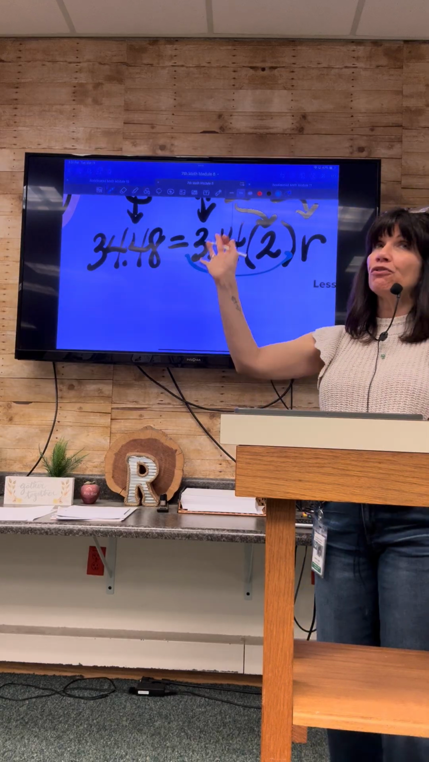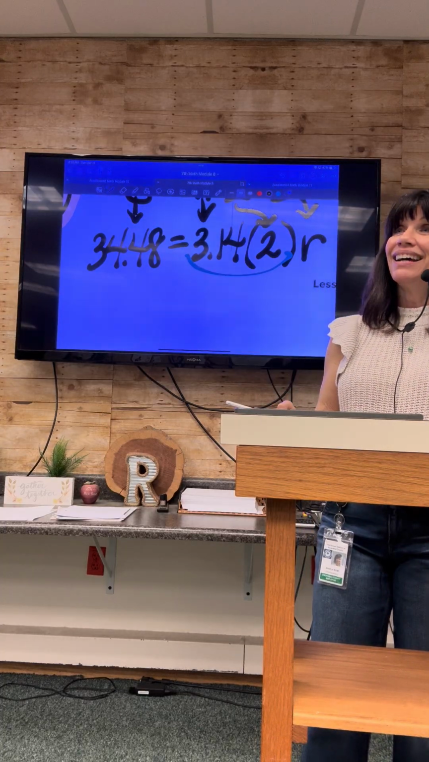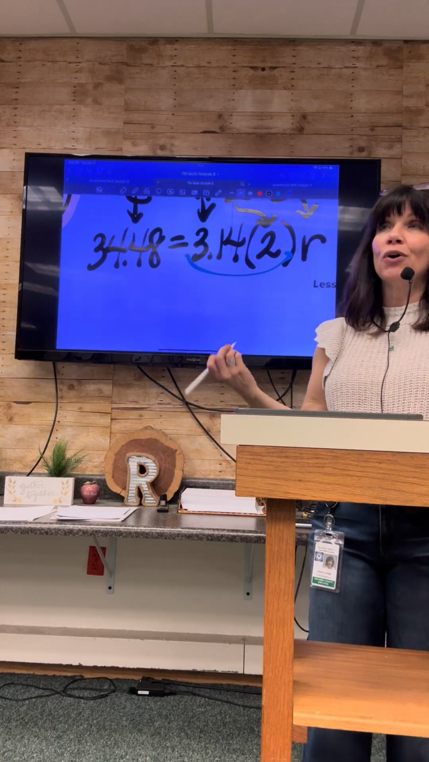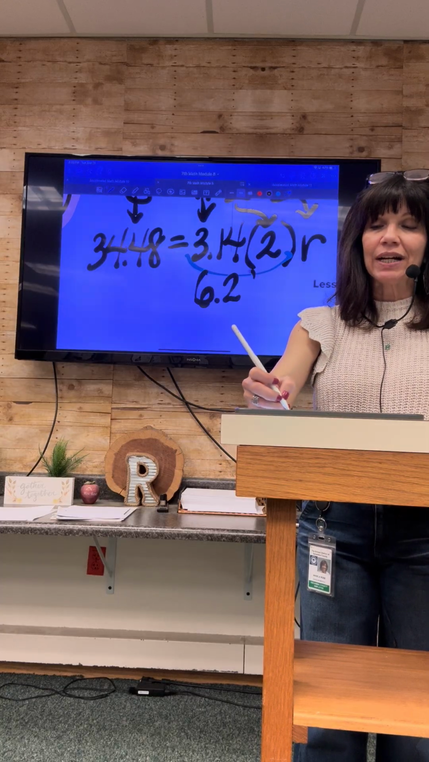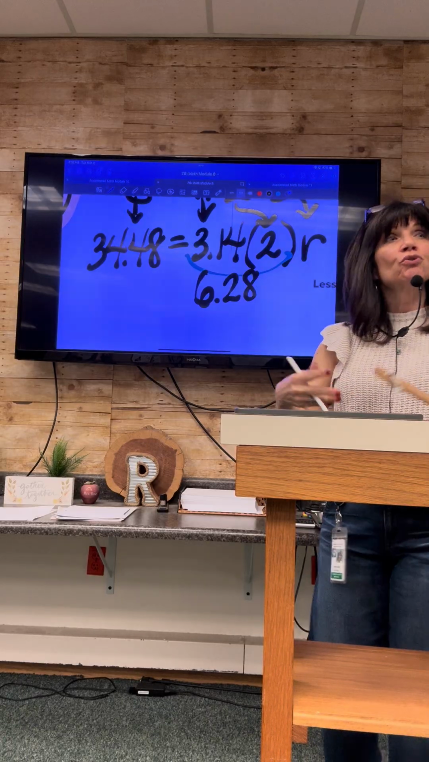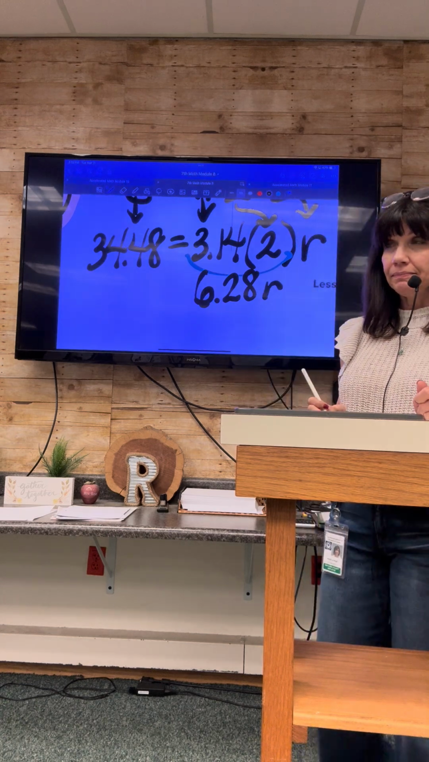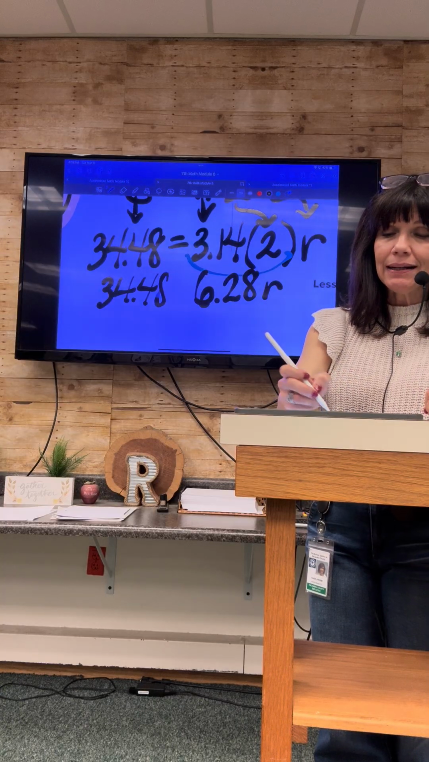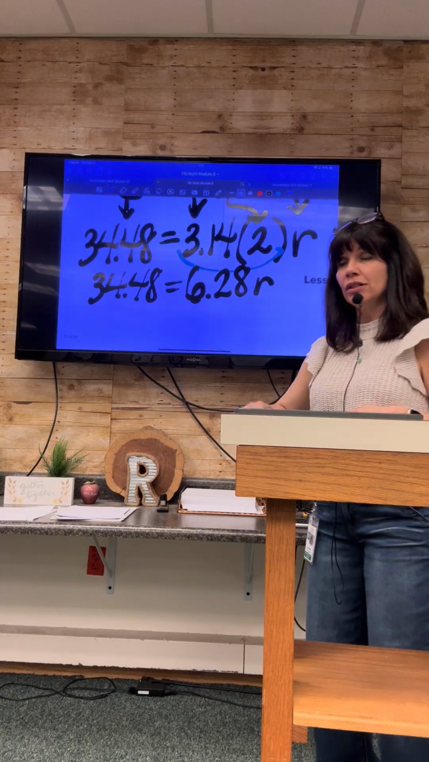Excellent. Wave at me if you know what that will equal. Say it. Double the 3, 6, double the 1, 2, double the 4, 8. So what am I writing? Everybody write 6.28. Do we know the radius yet still? No, so just write 6.28 what? R. Still keep your circumference. 34.48 equals.